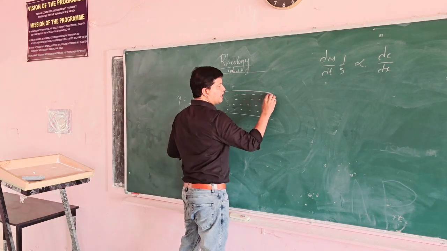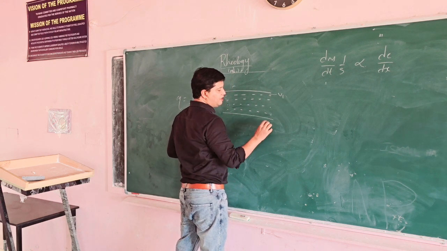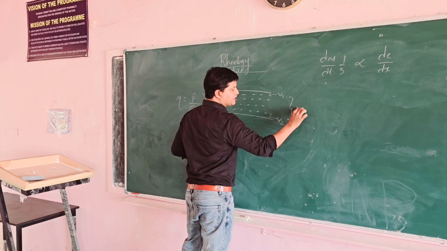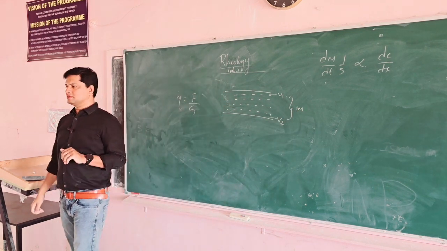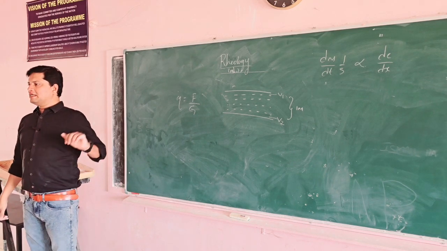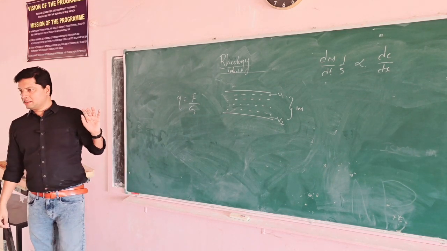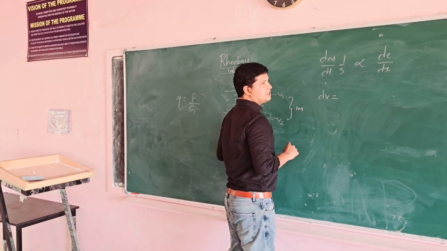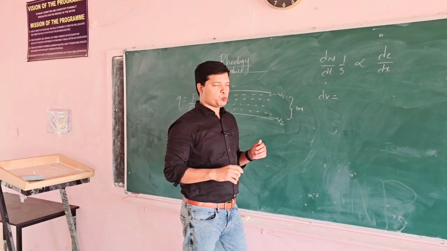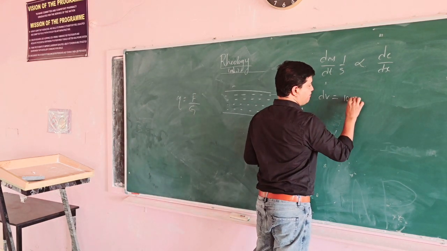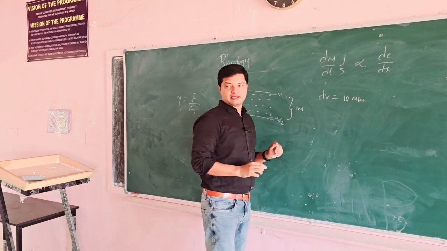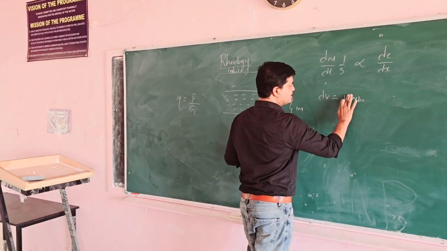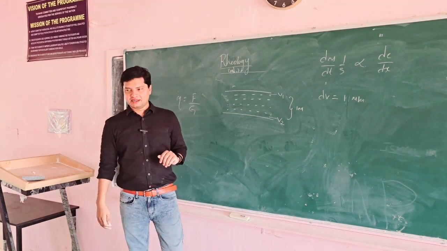This one is flowing with velocity v1. This one is flowing with velocity v2. The distance between them is 1 meter. So the difference in velocity is, let's say, 10 meter per second. Or because it is saying unit, I will maintain this as 1 meter per second.